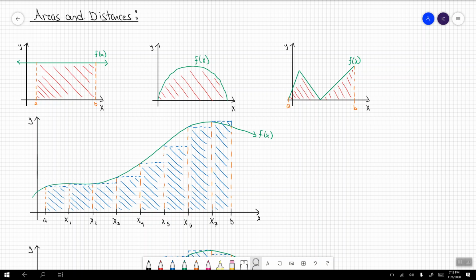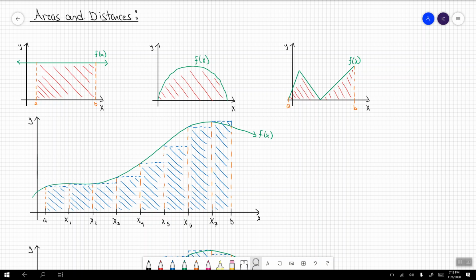Hi everybody, welcome back. In this video we're going to be looking at areas and distances. And what you see on screen here at the very top is these three depictions of areas that can be found by using a geometric representation. So for example, the very first depiction of the area underneath the graph of f of x on your left hand side is a rectangular shape.